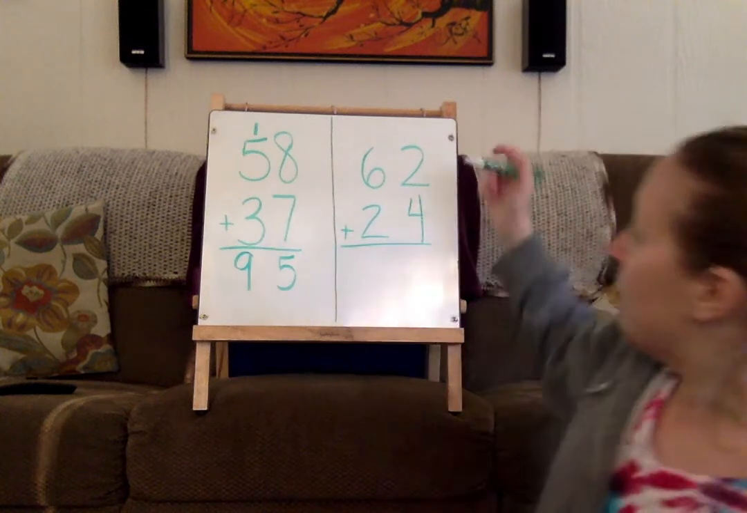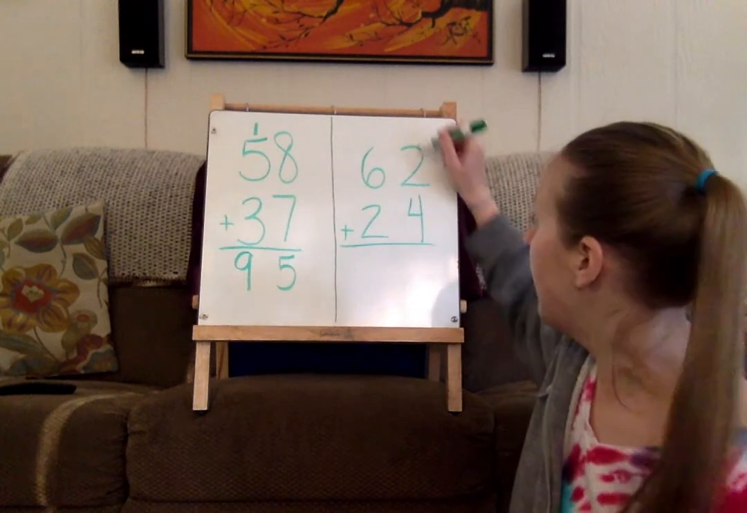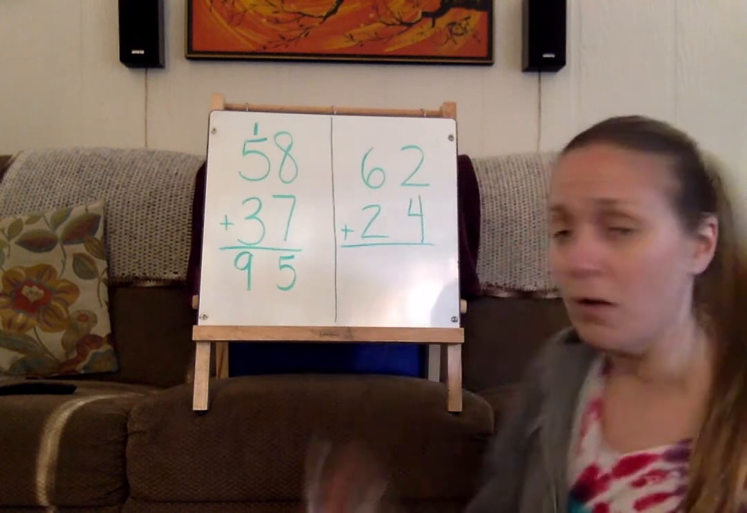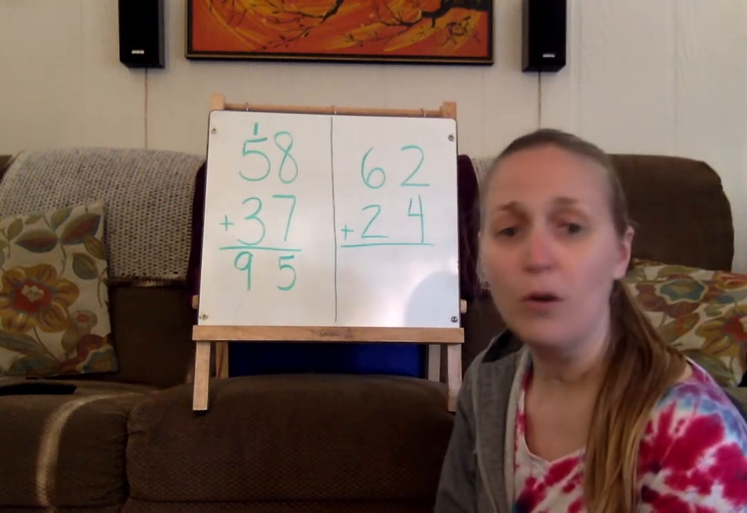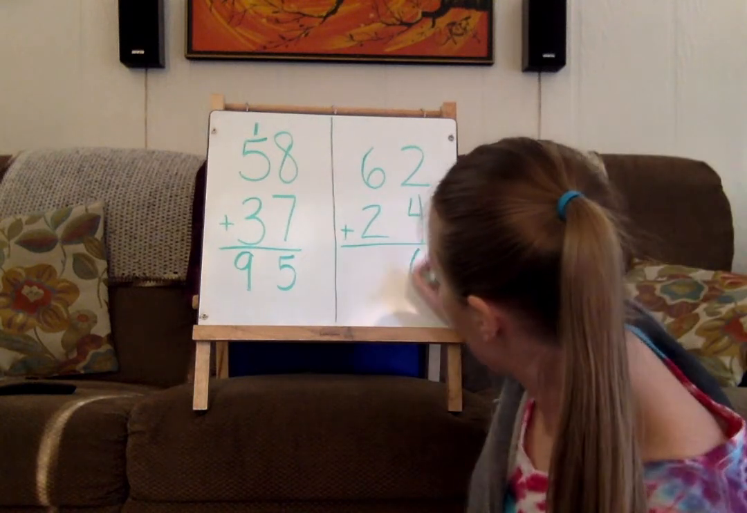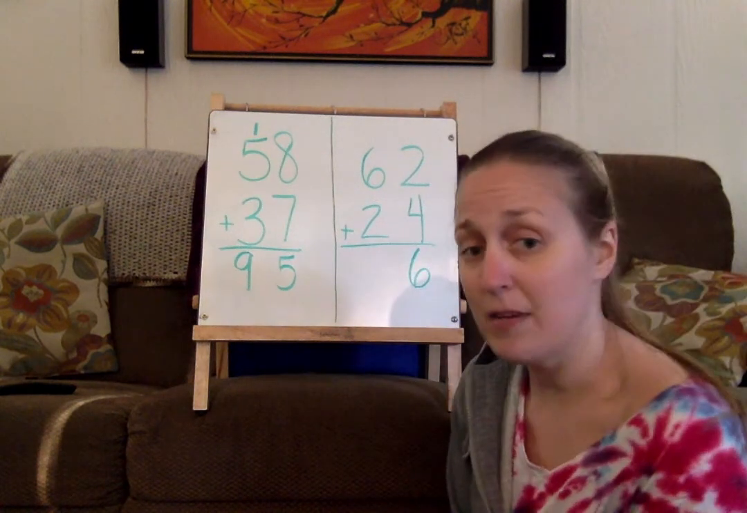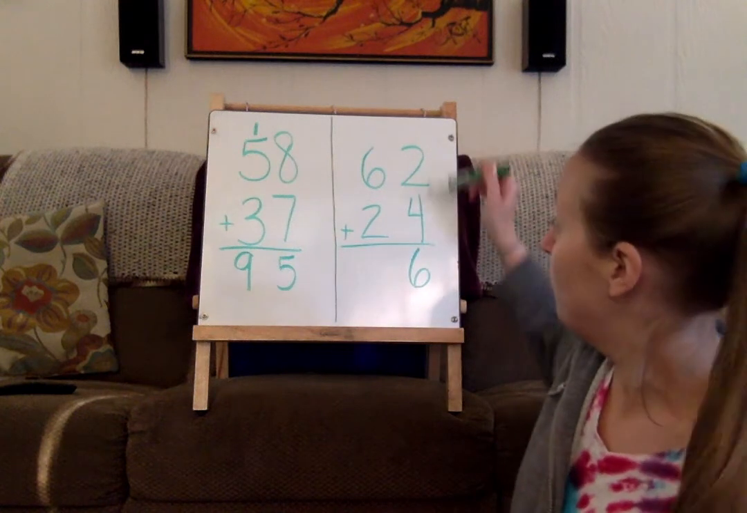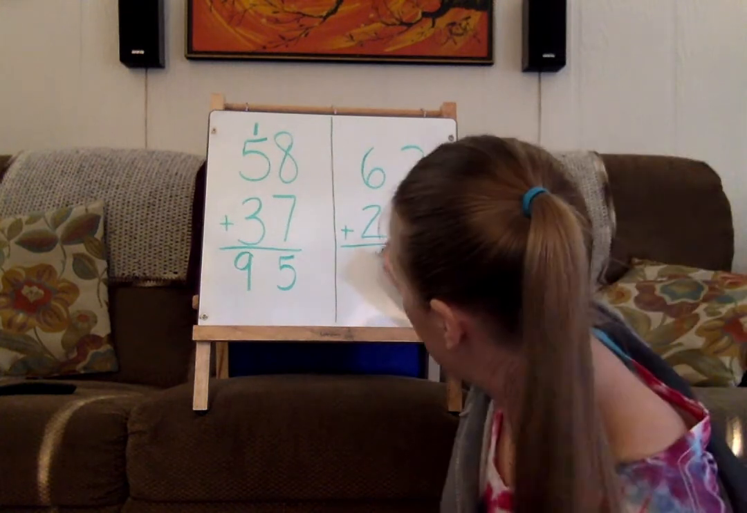Now, I'm going to look at my next equation, 62 plus 24. I look at my ones column, and if I add 2 to 4, I'm not going to make a new 10. 2 plus 4 only equals 6. No new 10 is made, so there's no reason for me to make a new 10 above or below. I can just solve this one the way it is. So 2 plus 4 is 6, and 6 plus 2 is 8.